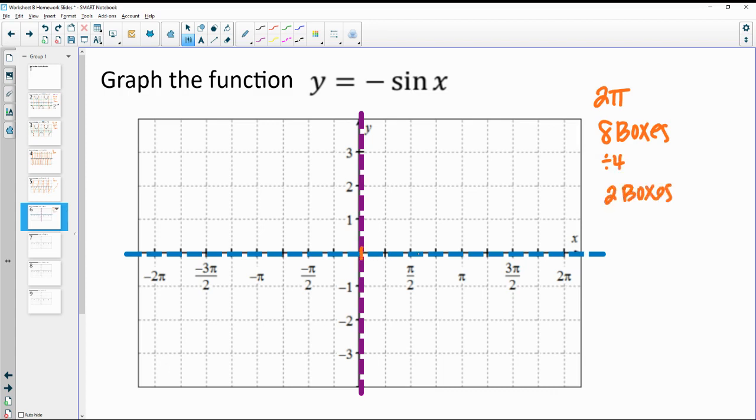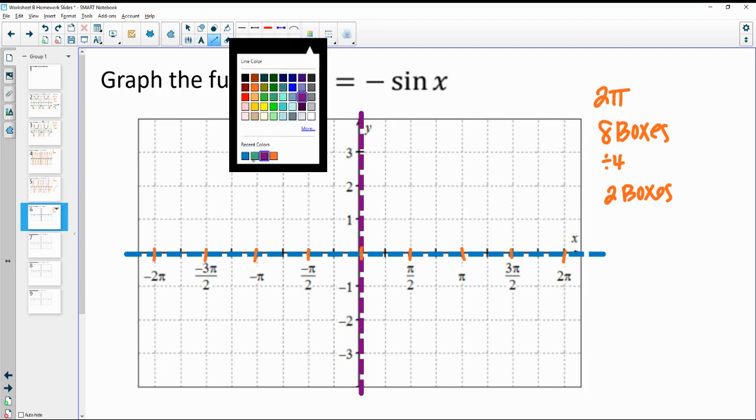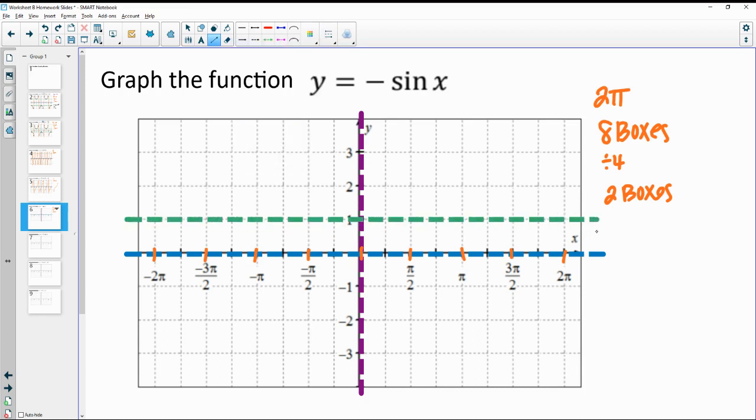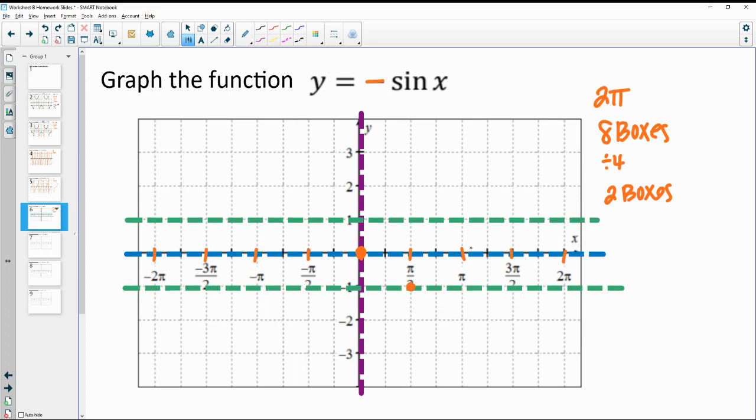Okay, so starting from that phase shift, just every 2 boxes. And then the amplitude is just 1. So up at 1 and down at -1. And then sine starts at a middle. Now, since it's negative, it's going to go down to a min and then back up. So it's going to flip over. So then backwards, it's going to go up to a max, then middle, min, middle. And then you can draw in your curve.